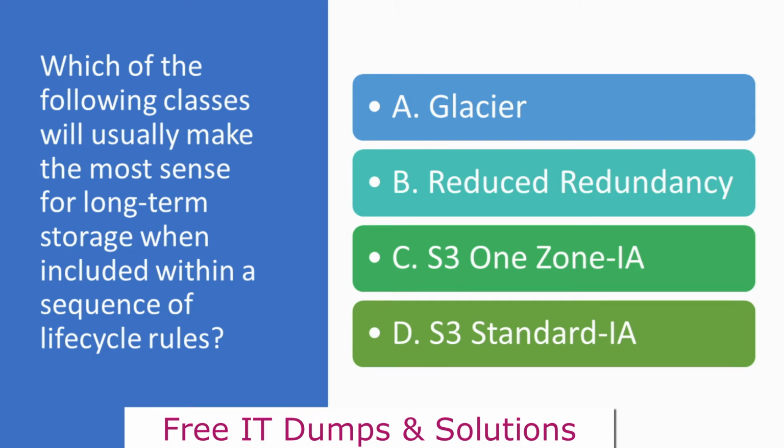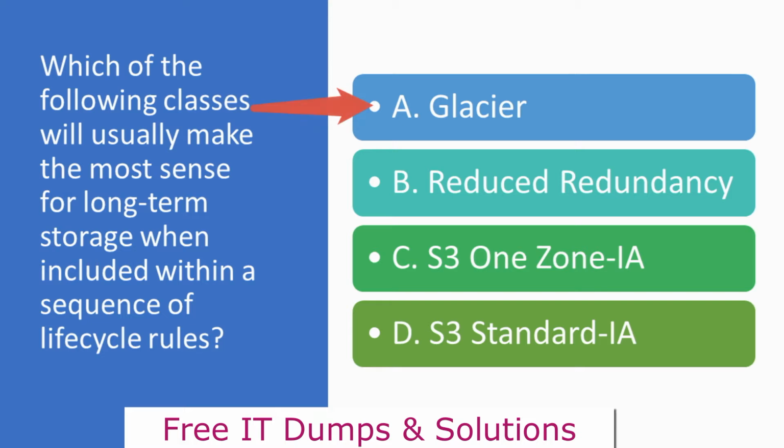Which of the following classes will usually make the most sense for long-term storage when included within a sequence of lifecycle rules? Options we have: A. Glacier, B. Reduced redundancy, C. S3 One Zone-IA, D. S3 Standard-IA. Correct answer for this question is option A.